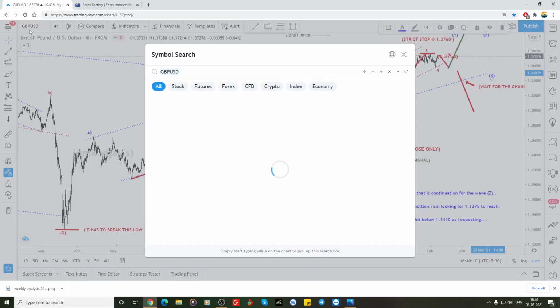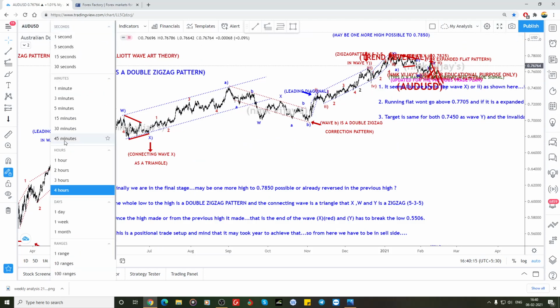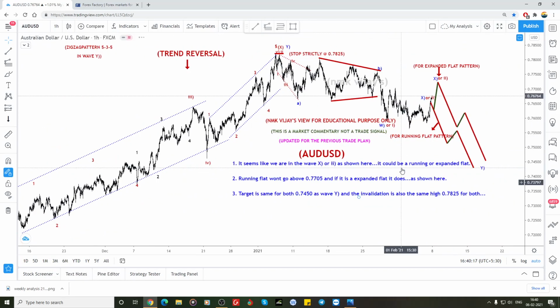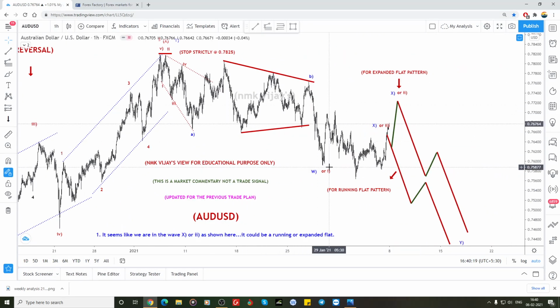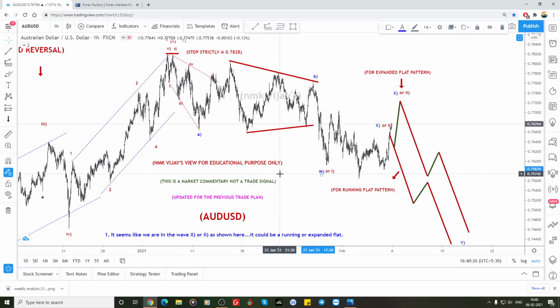So next, AUD USD. So AUD USD also. Here A, B and C. I have already posted and shared my view. So this becomes a W now, or it could be a 1 also if it is a diagonal triangle. So it can be a running flat, means it won't break this high, and if it is an expanded flat it can be. So now it could be a correction still here, and then it has to go down.